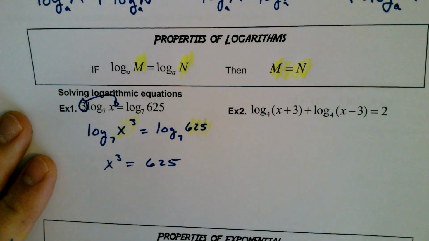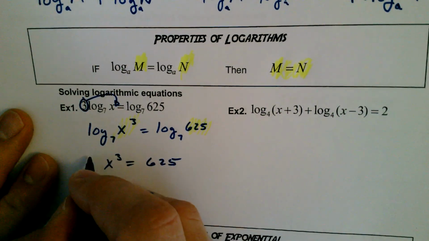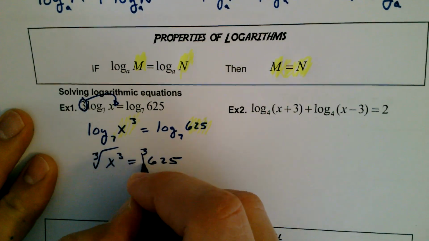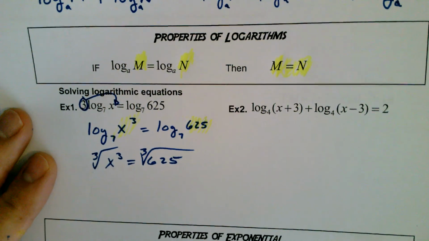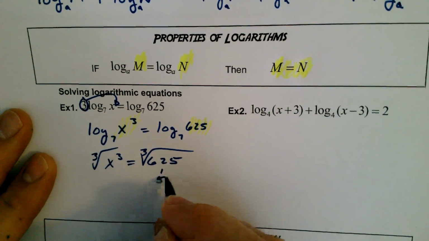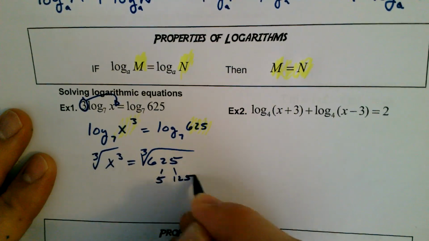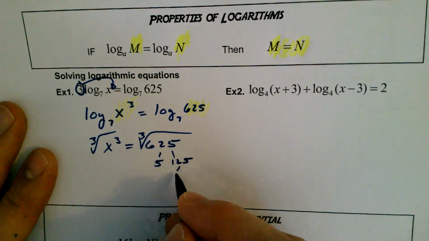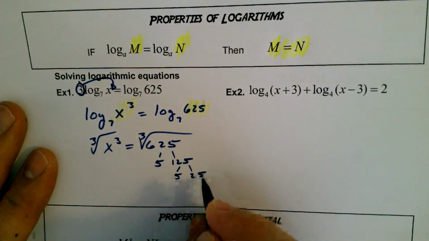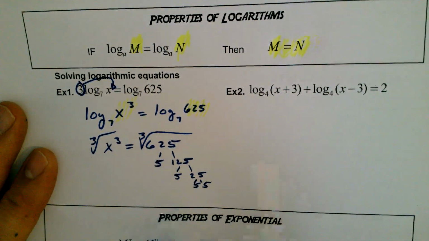Last but not least, we want to solve for x, and we can just cube root both sides. Now, if they want an exact value or ask you to simplify it, this is where you would want to break it down using your factor trees. So if I divide by 5, we get 125. Divide by 5, we get 25. Divide by 5, we get 5 and 5.